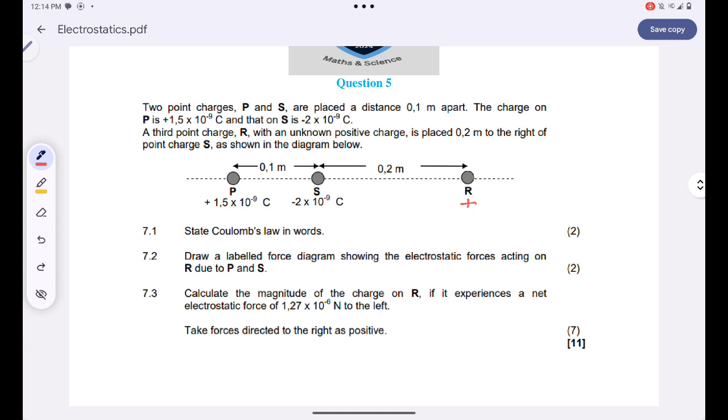First question, they want us to state Coulomb's law in words. It simply states that the electrostatic force between 2-point charges is directly proportional to the product of the charges and inversely proportional to the square of the distance apart.